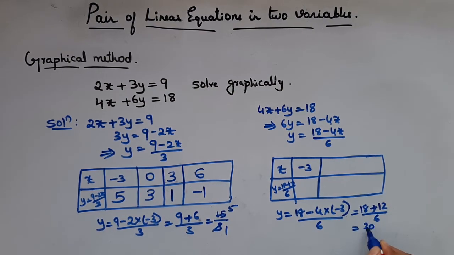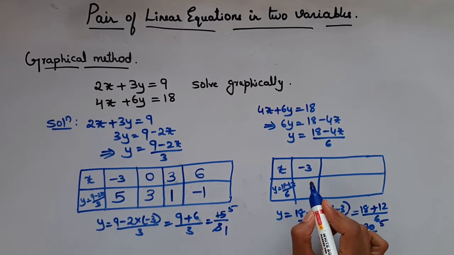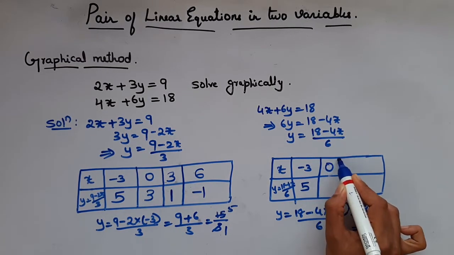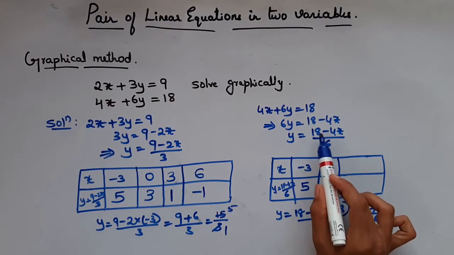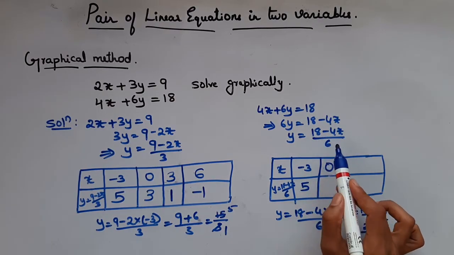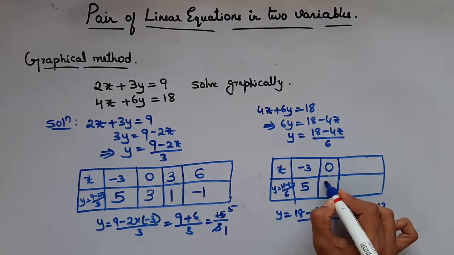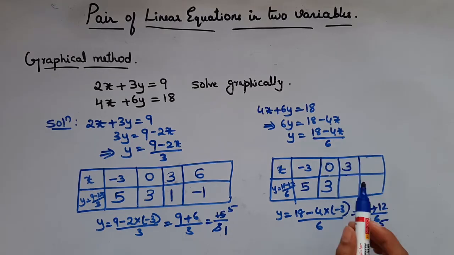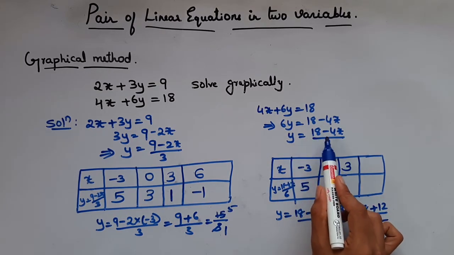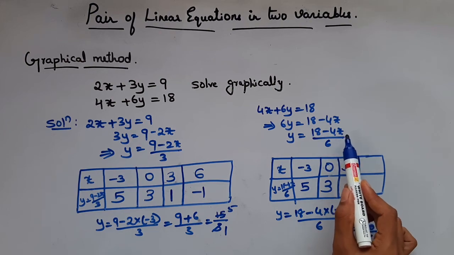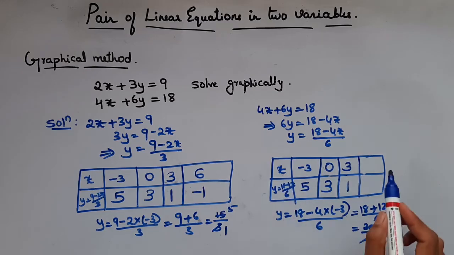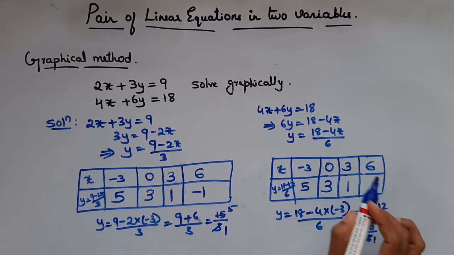So this is 30 by 6. 6 5s are 30, right? So y is 5. Similarly, when you put x is equal to 0, your y will be 18 minus 4 into 0 is 0, so 18 by 6. So 6 3s are 18, right? So when x is equal to 3, your y will be 18 minus 4 into 3, 4 3s are 12, so 18 minus 12 is 6, so 6 by 6 is 1. When you put x is equal to 6 in this equation, that will give you minus 1.